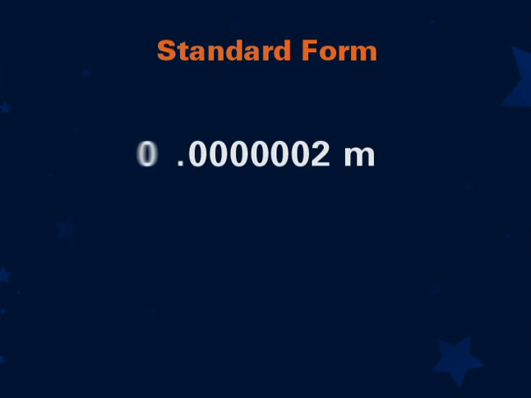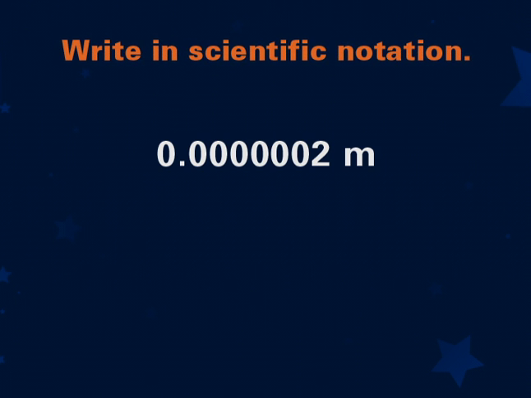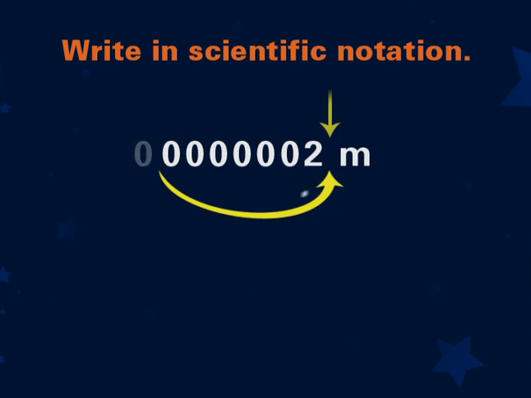Here is another one. The length of an Ebola virus is 2/10,000,000ths of a meter. Write this number that is in standard form in scientific notation. In a small number like this one, we move the decimal point to the right of the 2. Then the number will be 2, which is greater than 1 and less than 10.